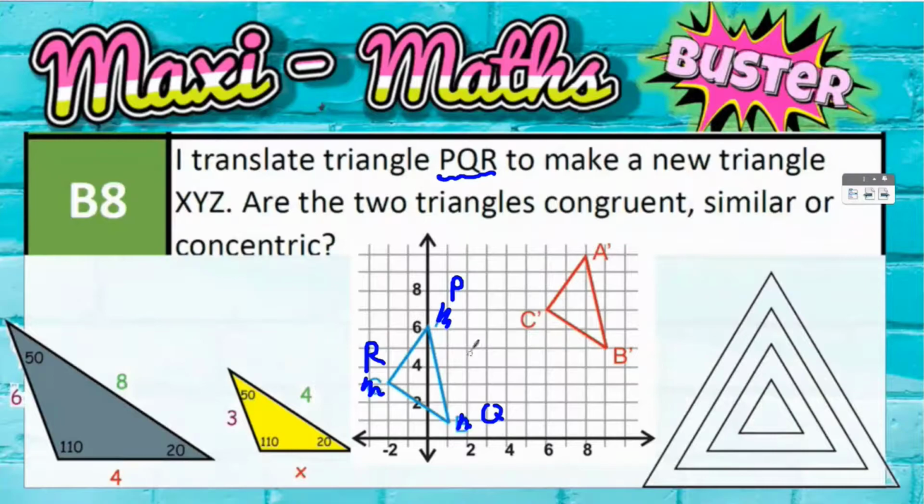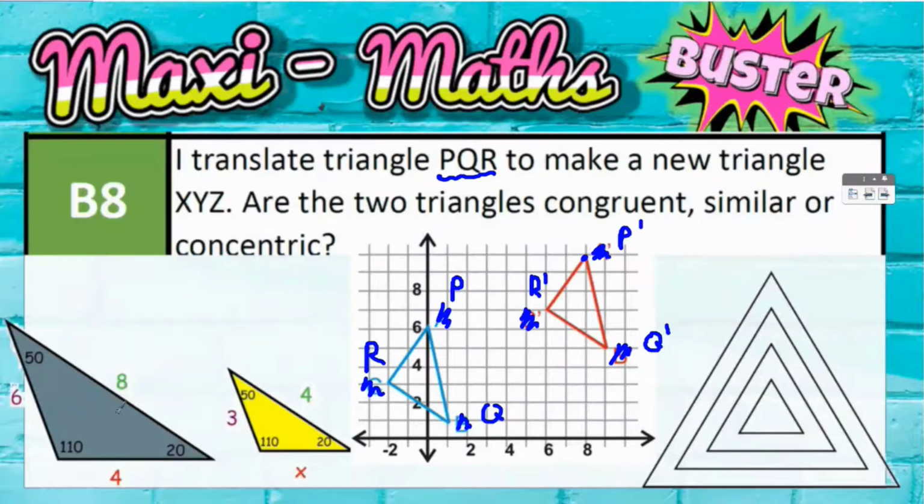And this is an example of a translation here. Remember, a translation is when a triangle gets slid either left or right, up or down. In this case, the blue triangle has been slid to the right, or translated to the right and up. So this one would be P with a little dash, this one would be Q with a little dash, and this one would be R with a little dash. So this diagram here shows a translation.